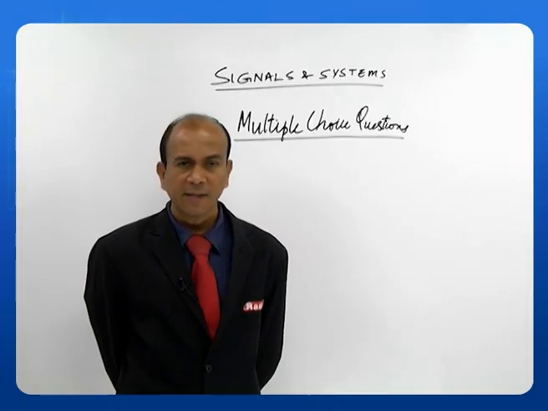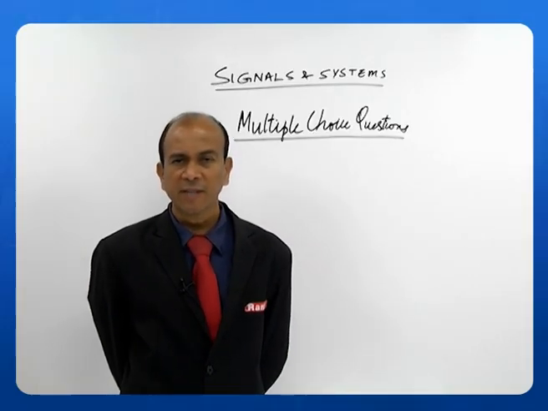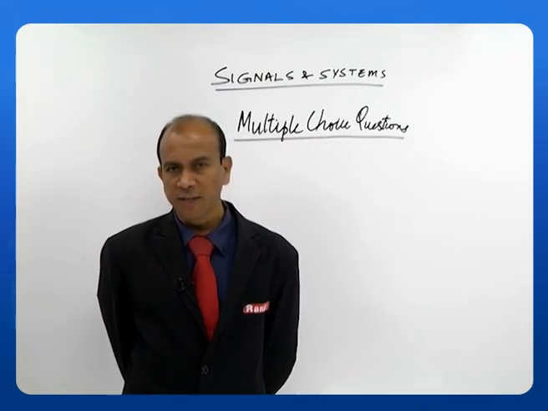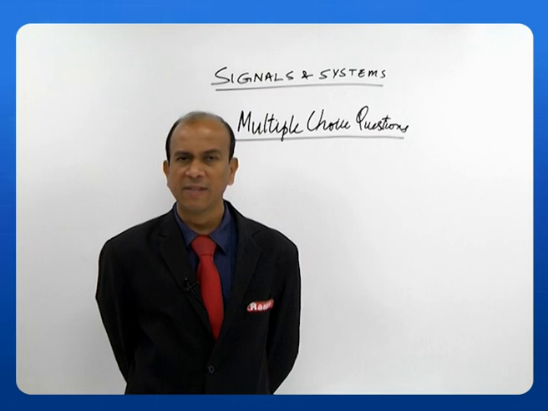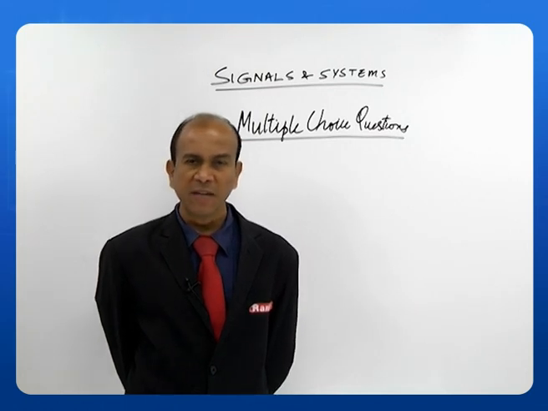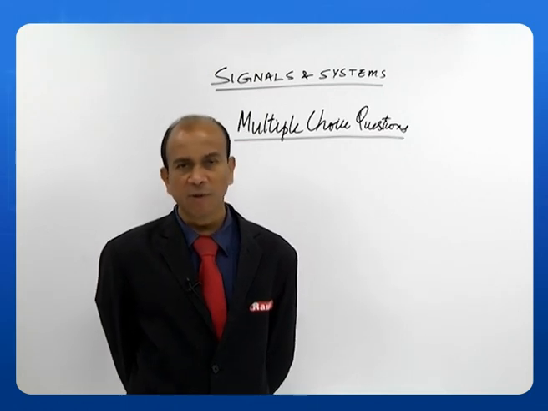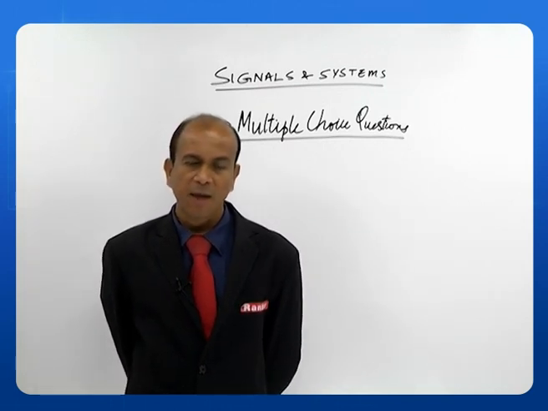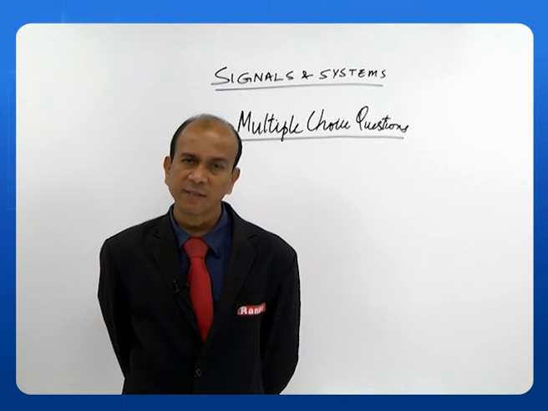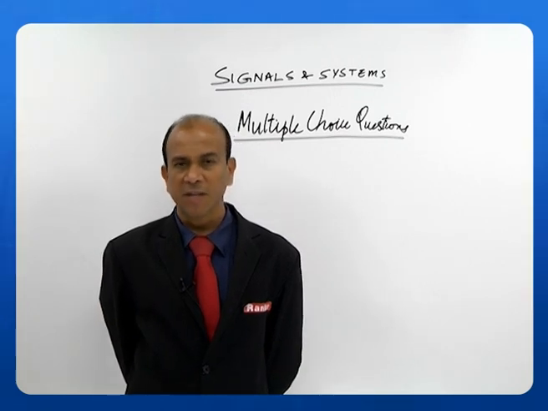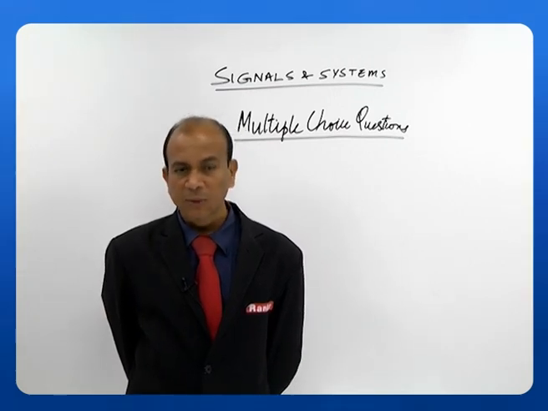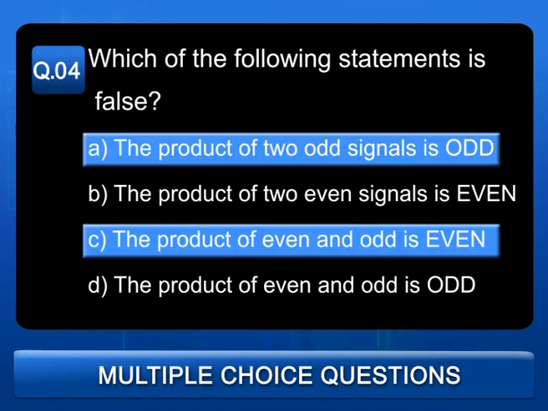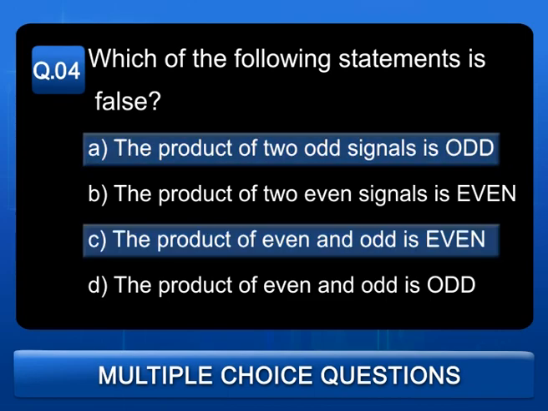If you look at these, the statement that the product of two odd signals is odd is false. Already we have seen this. Whereas the product of two even signals is always even. And in C, the statement that the product of even and odd is an even signal is false, because if I take the product of an even and an odd signal, it becomes an odd signal. The product of even and odd is, of course, an odd signal. So the two choices, A and C, are false.